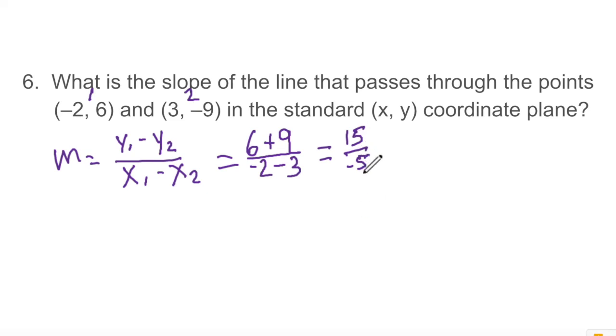And then we can divide both the top and bottom by 5, right? And we get 3 over 1, which is negative 3. So the slope is negative 3.